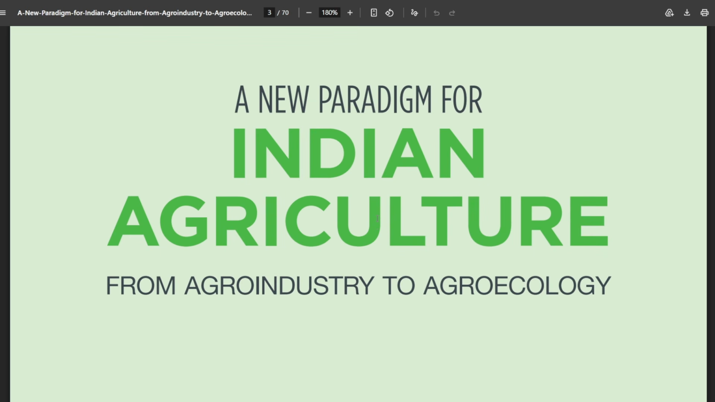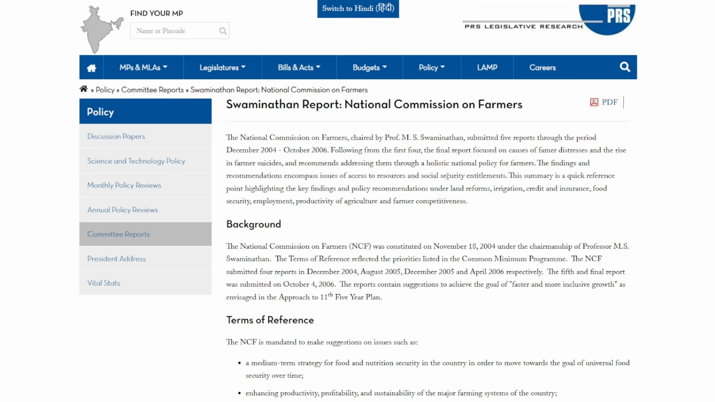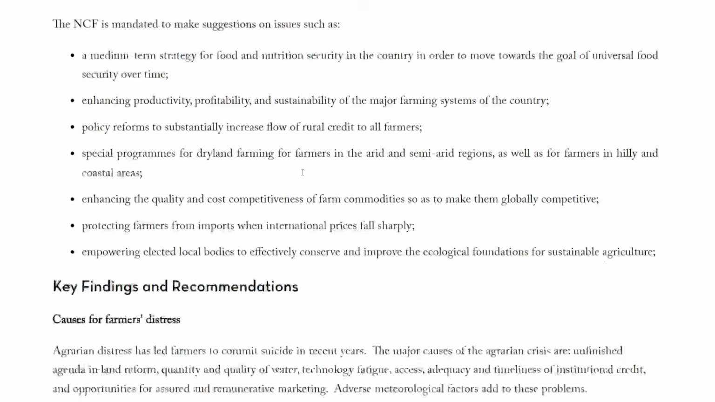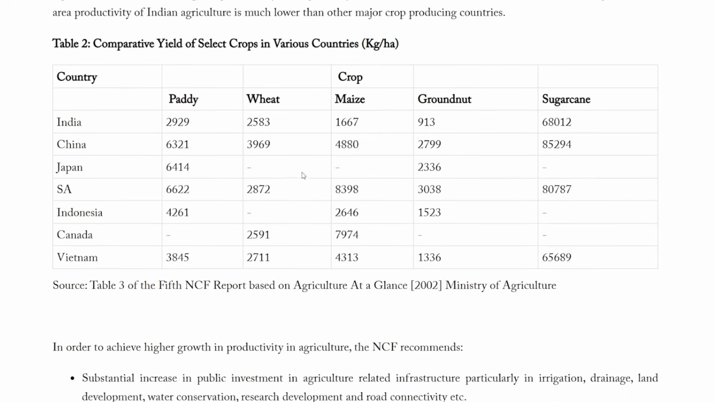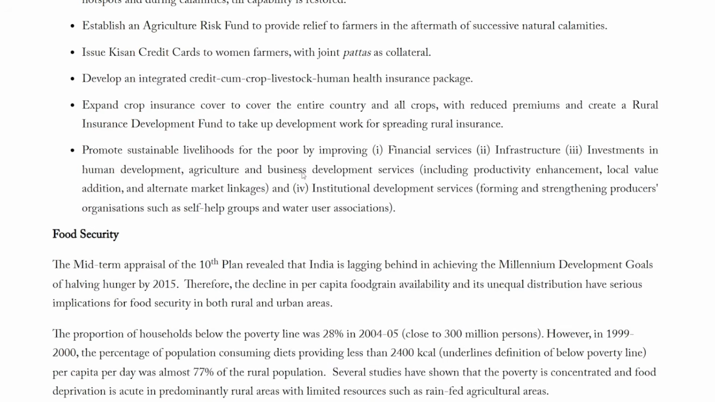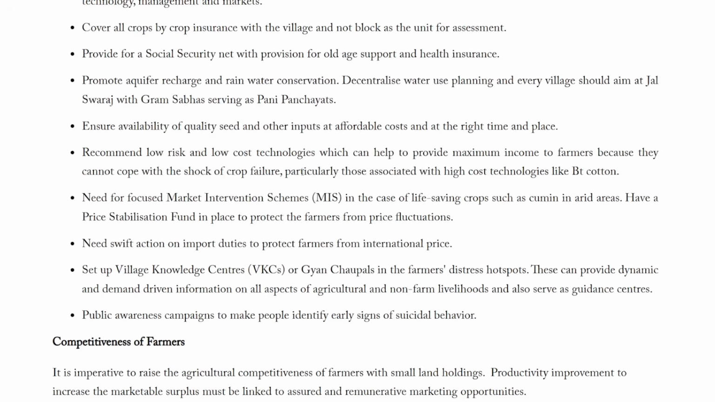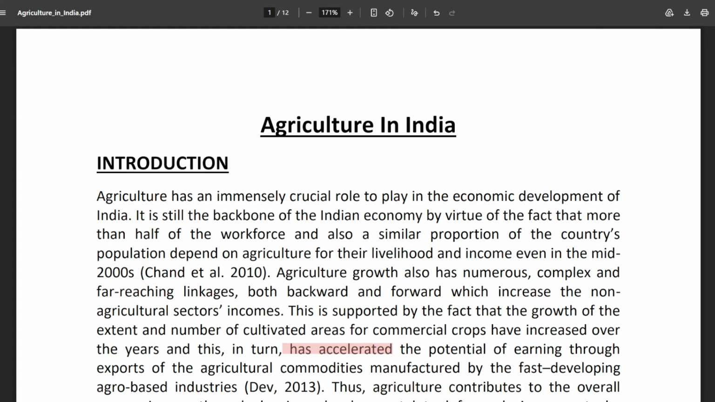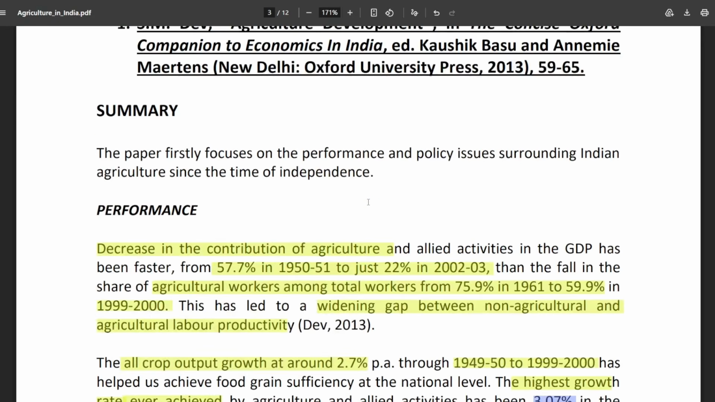Similarly, I have also gone through this paper, which is from Niti Aayog, and it's also about Indian agriculture. Then there is the Swaminathan report, National Commission on Farmers. So this is also a very important paper to understand about the situation of farmers, irrigation, productivity of agriculture, about insurance and food security. If you want to read about it, you can on your own. Otherwise, I'll be covering it all in the upcoming videos. And then there is agriculture in India. So how has it been all these years?